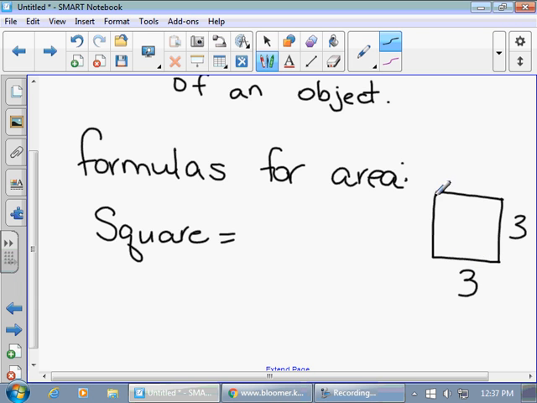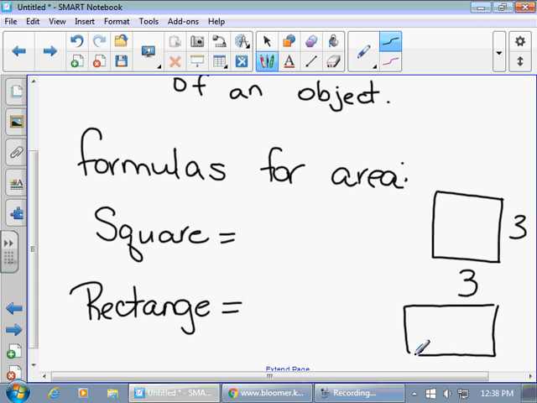Okay, so for a square, my formula for a square is going to be... actually leave that, we're going to come back to it, because I want to walk you through how you're going to figure it out. Rectangle, one side was longer than the other, right? That's going to be length times width. Now, if this was 10 and this was 4 like we had a minute ago, it's not 10 times 4 times 10 times 4. It's only one side of the length times one side of the width. So that's just 10 times 4, which we know is 40, correct?